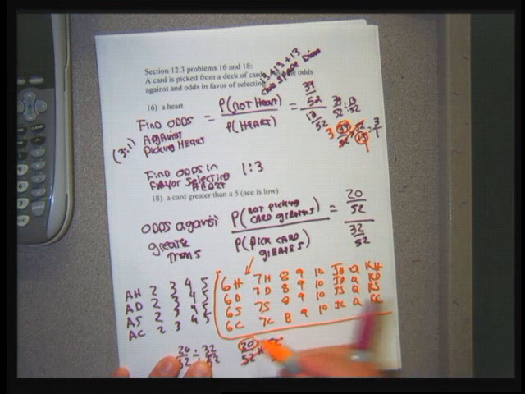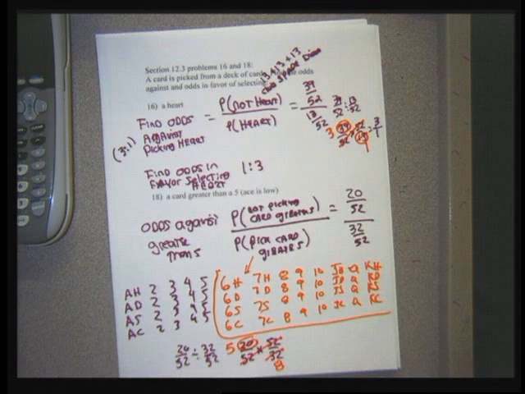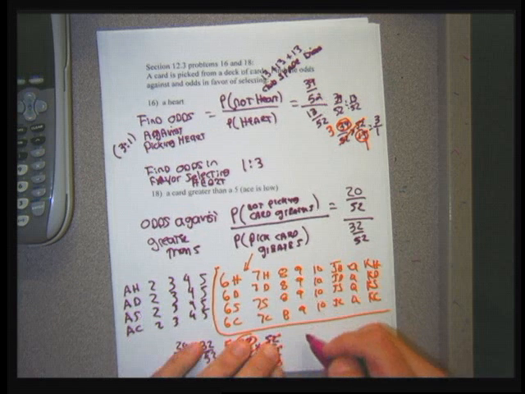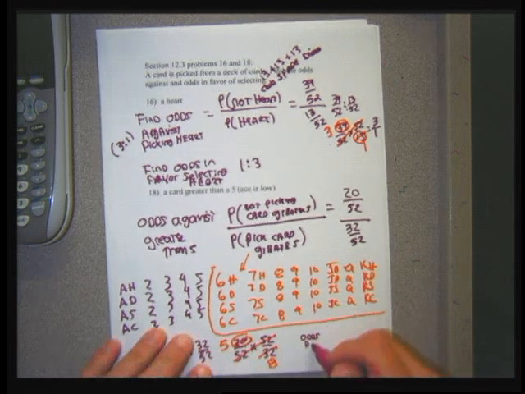20, I'm going to divide by 4. 20 divided by 4 is 5. 32, I'm going to divide by 4 and get 8. The odds against getting a number greater than 5 is going to be 5 colon 8.